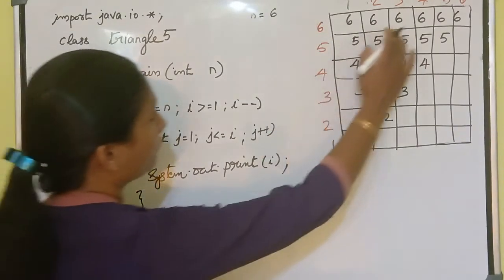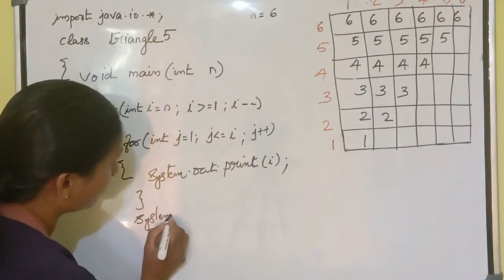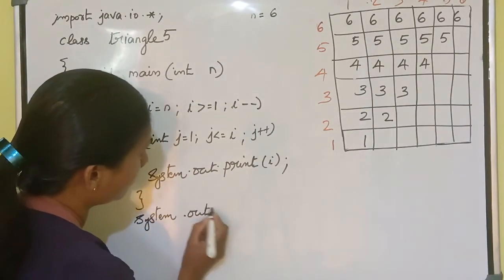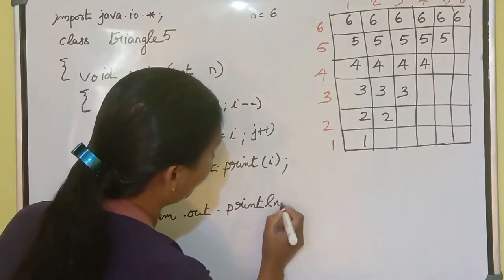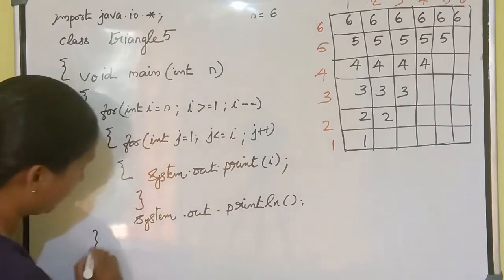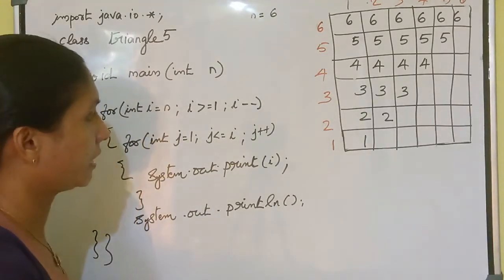Then after finishing this many columns, we need to give a System dot out dot println statement. Then after that you need to close this bracket. This is a simple program. Then how it will work, that I will show.